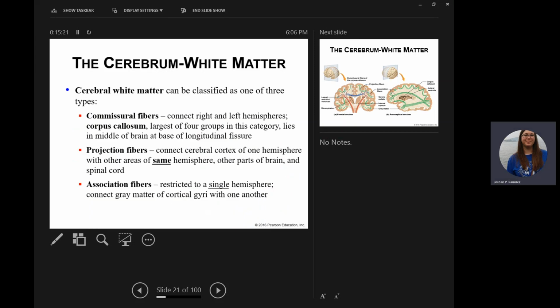All right, so that was all gray matter. Let's talk white matter, still on the cerebral. So cerebral white matter can be classified as one of 3 types: commissural fibers, projection fibers, or association fibers. The commissural fibers are the ones we mostly talk about in here and in lab. We'll see some of these today, which if you're watching this later, you'll see some of this when we do dissections, specifically the corpus callosum. It basically connects the 2 areas of the brain. So commissural fibers are going to be connecting left and right. The biggest of this is the corpus callosum.